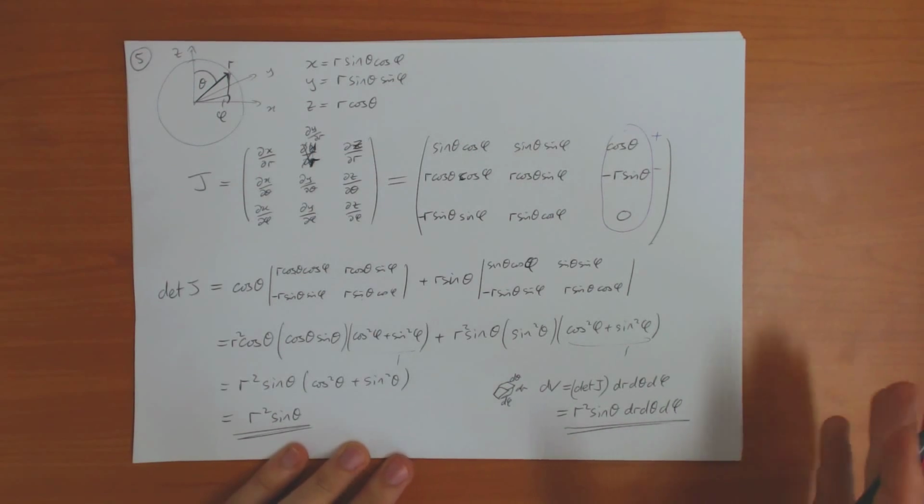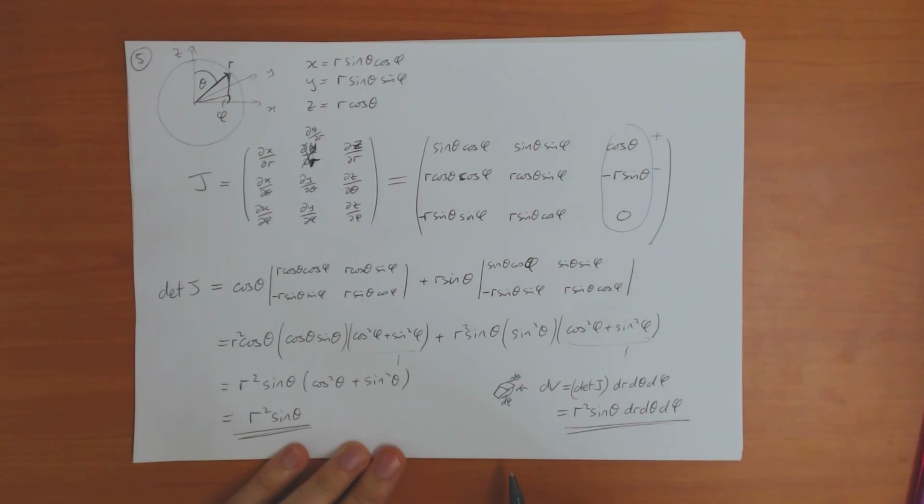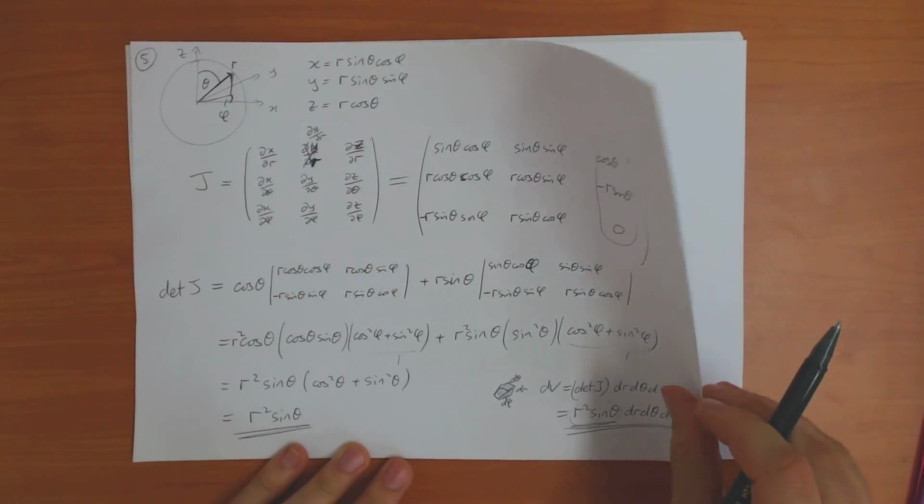So you may have already known this result. When you integrate something in spherical polar coordinates, instead of just integrating dr, d theta, d phi, you have to multiply by this r squared sine theta. And the meaning of this is the volume of dr, d theta, d phi, and it comes from the determinant of the Jacobian matrix. Okay, so that's the end of question 5.